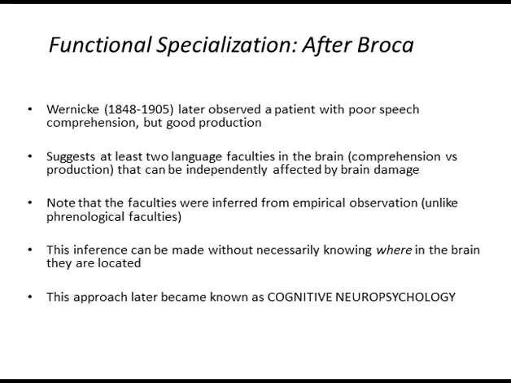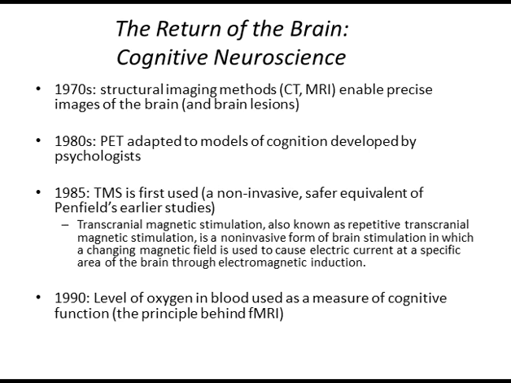So, cognitive neuroscience. Let's look a little bit at how it evolved. In the 1970s, structural imaging methods, CT and MRI, enabled precise images of the brain and brain lesions. In the 1980s, PET was adapted to models of cognition developed by psychologists. And then in 1985, you have transcranial magnetic stimulation, first used as a non-invasive, safer equivalent to Penfield's earlier studies where they would actually open up the brain and start looking into it directly. In 1990, the level of oxygen in blood was used as a measure of cognitive function. This is the principle behind functional MRIs.